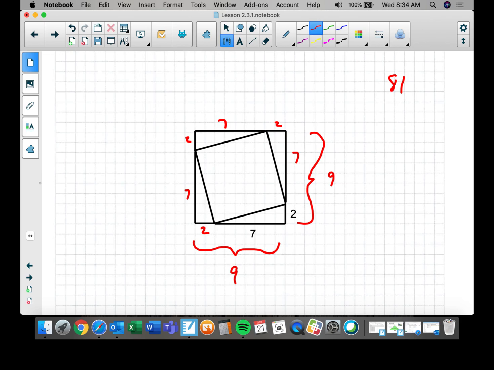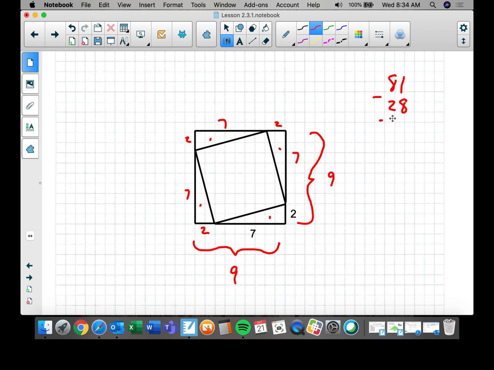Okay, so that's the total area. Then if I'm going to find the area of these 4 triangles, remember the area of a triangle is base times height, but then we have to divide it by 2, or take half of it. So 2 times 7 gives me 14. Half of that means each one of these triangles has an area of 7. I've got 4 of those triangles, so 7 times 4 gives me a total of 28.